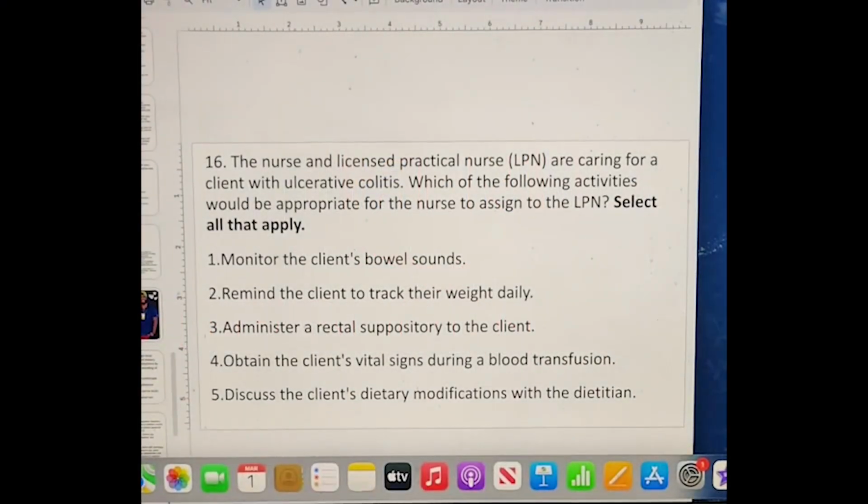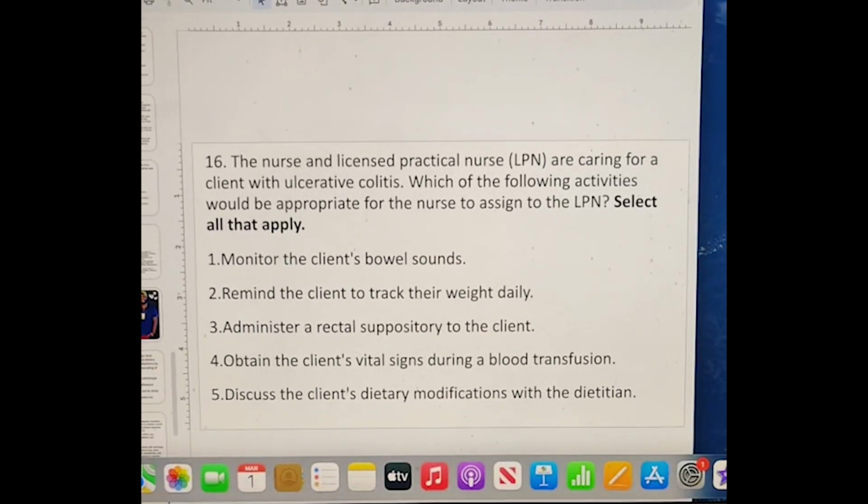Here we go. Question number 16. Another good old select all that apply. The nurse, the RN, and the licensed practical nurse, the LPN, are caring for a client with ulcerative colitis. Which of the following activities would be appropriate for the nurse to assign to the LPN? Select all that apply.